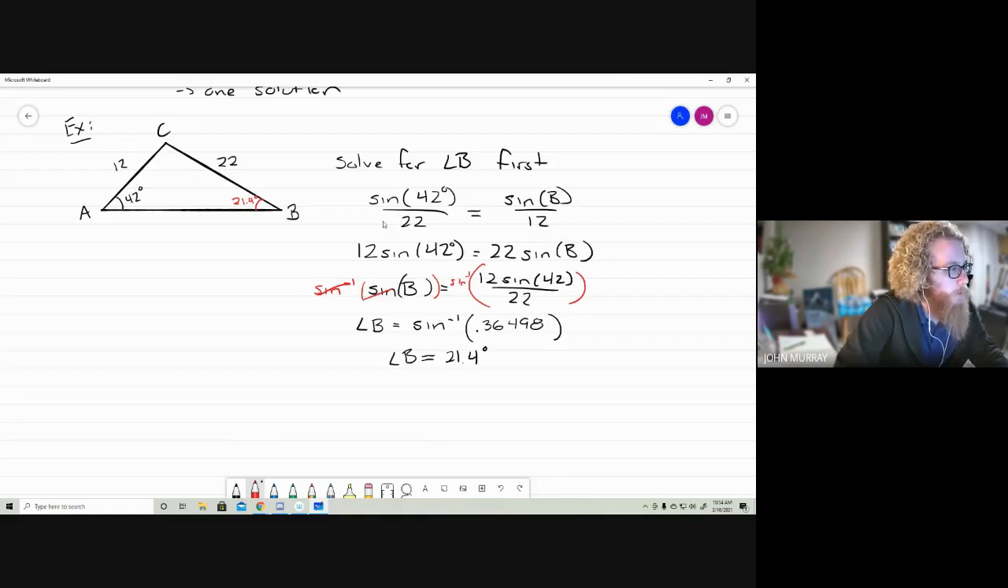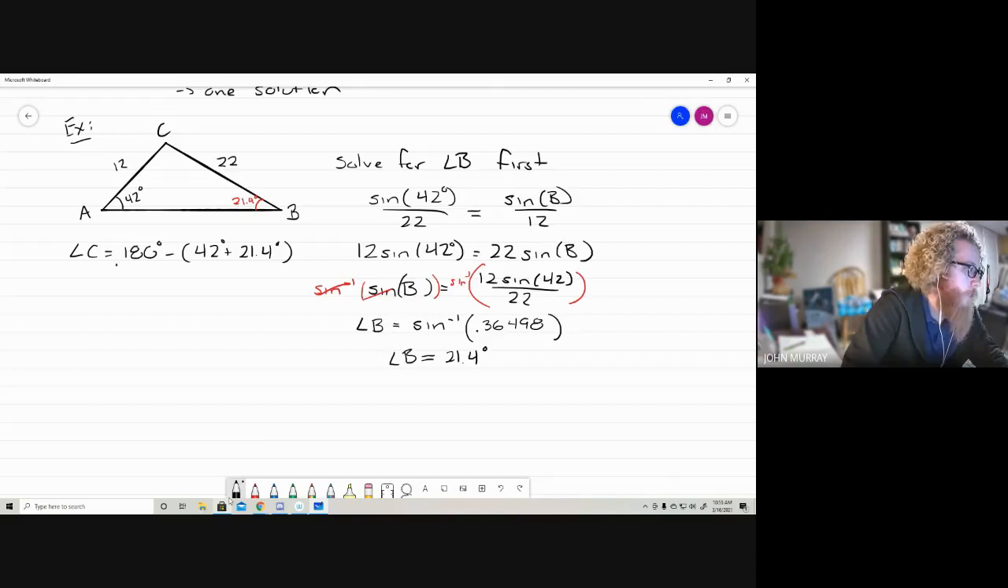Now that we have that, again, I can't find side C right now because I don't have angle C, but angle C is pretty easy. All right, so I subtract the sum of 42 and 21.4 from 180. So I get angle C is 116.6 degrees.